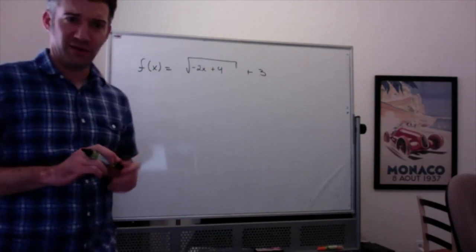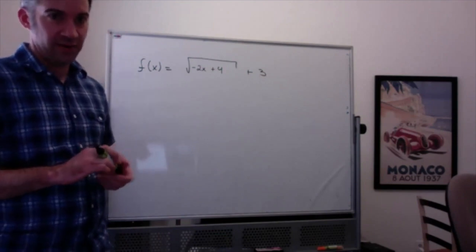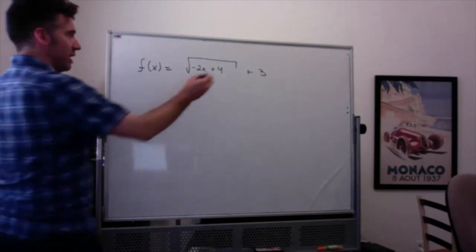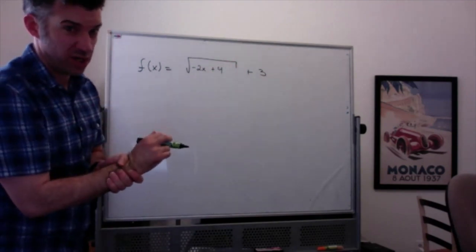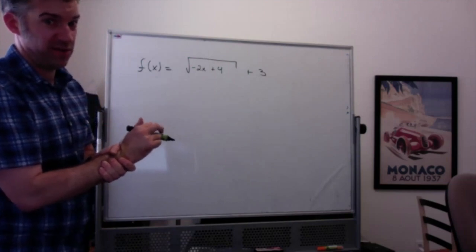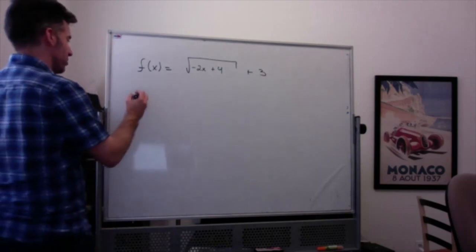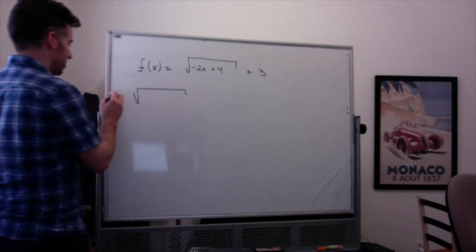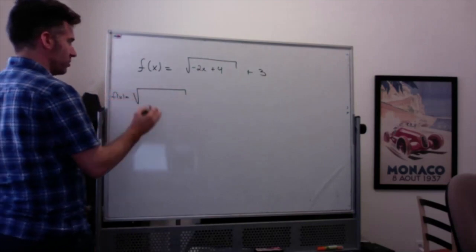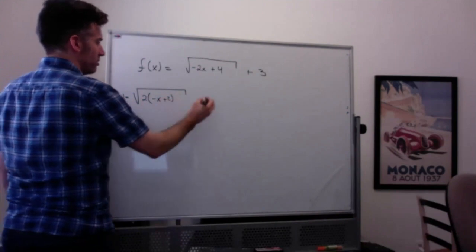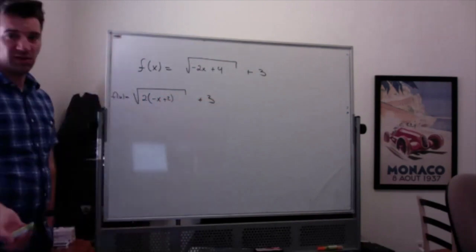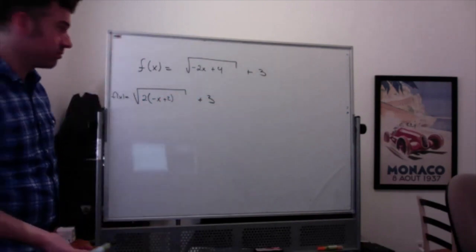Yeah, I'm not sure either. It is left. So I'm just thinking, but here's the thing. It's not left by 4, because I have to factor out the 2. So really, I've got f of x equal to the square root of 2 times negative x plus 2. It's really a shift left of 2.